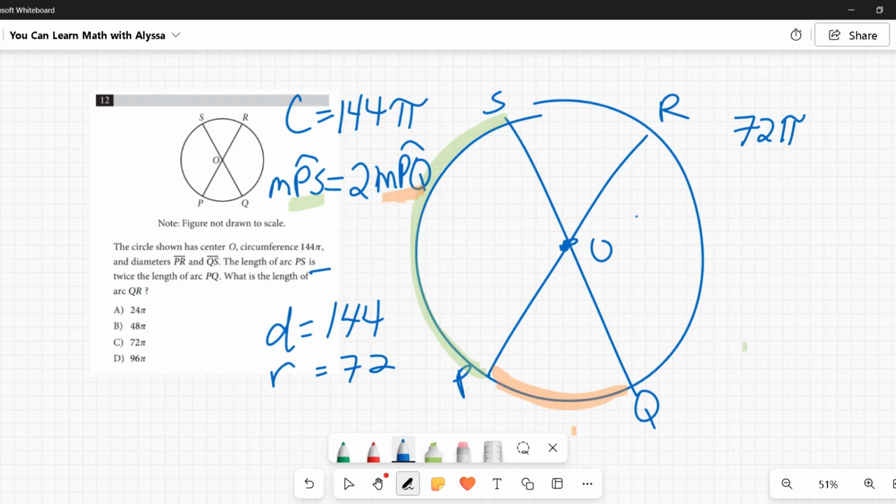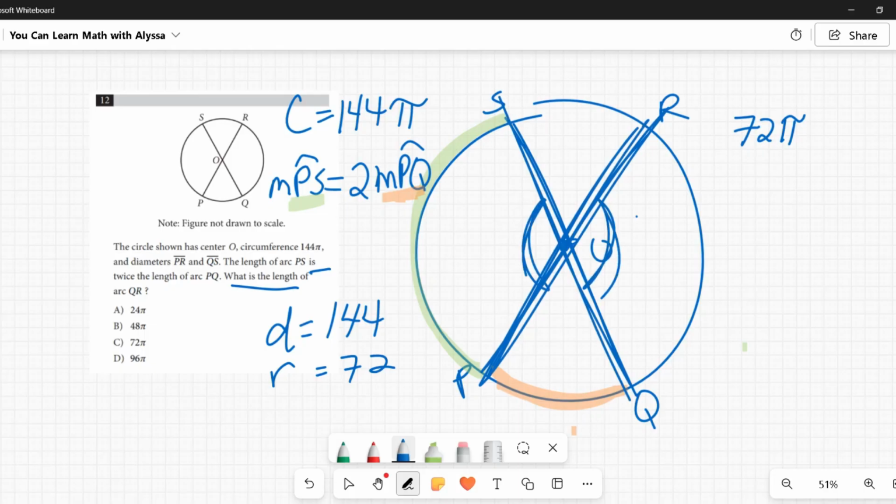Now, what is my goal here? I should say that before I go any further. My goal is the length of arc QR, this right here. What I'm going to do on this side is figure out what PS is. Why does that matter? Because I have these intersecting diameters.